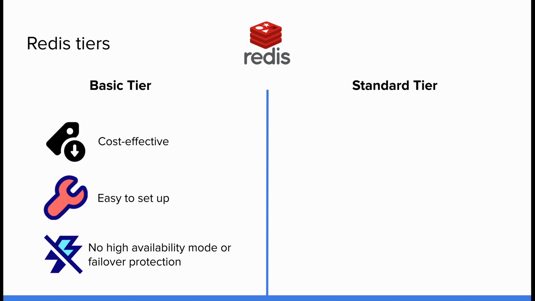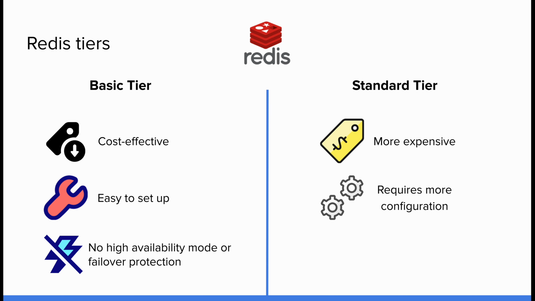or data unavailability. And in contrast, moving over to standard tier on the right, this option is more expensive. It requires more configuration, so these are potential downsides. But configuration also means more customization, so that could be a plus.